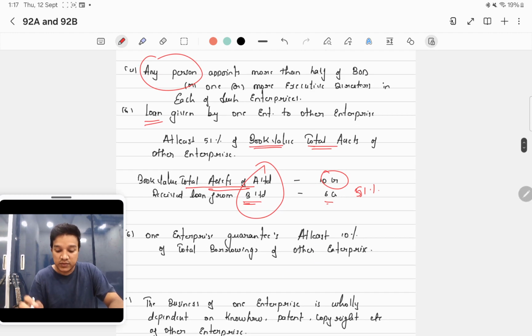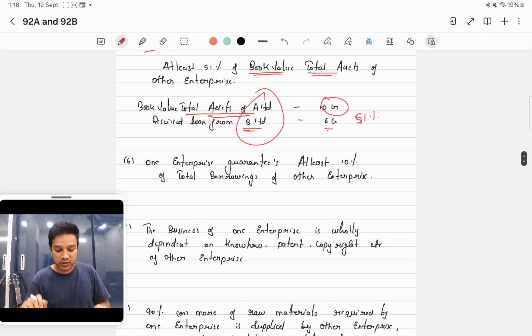If you remember, this is 51%, not 50%, and it is at least 51% of the book value of the total assets. When someone is giving a loan, you should see what the loan value is and what the total book value of the assets is of the company receiving the loan. If the loan value is more than 51% of the total assets, then both of them are associate enterprises. I hope you understood this.